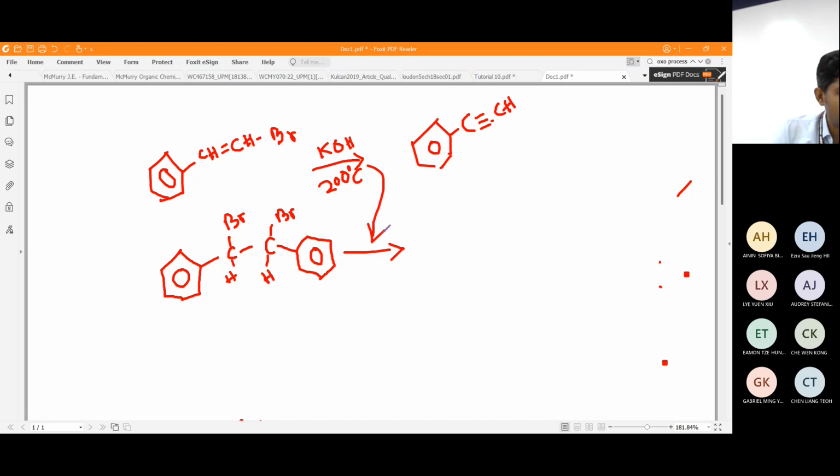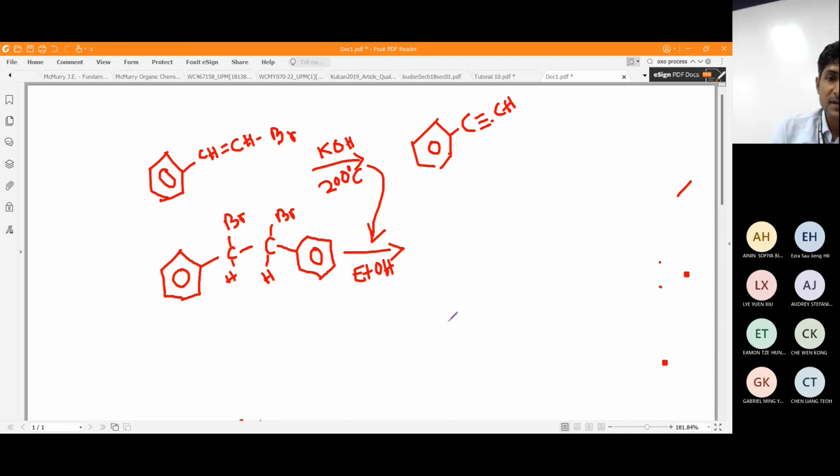I'm adding the same condition and in presence of ethanol as a solvent. Ethanol is a solvent, that means ethanol is aprotic. Ethanol is not strong, it's not an acid like HCl. So it is good for SN2 reaction, since it is aprotic but it is polar. Ethanol is polar but aprotic.